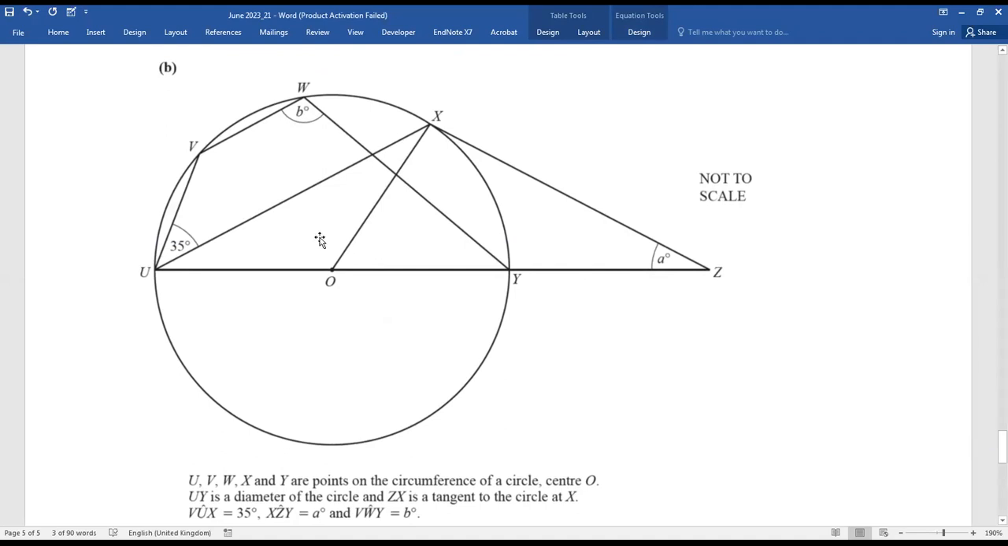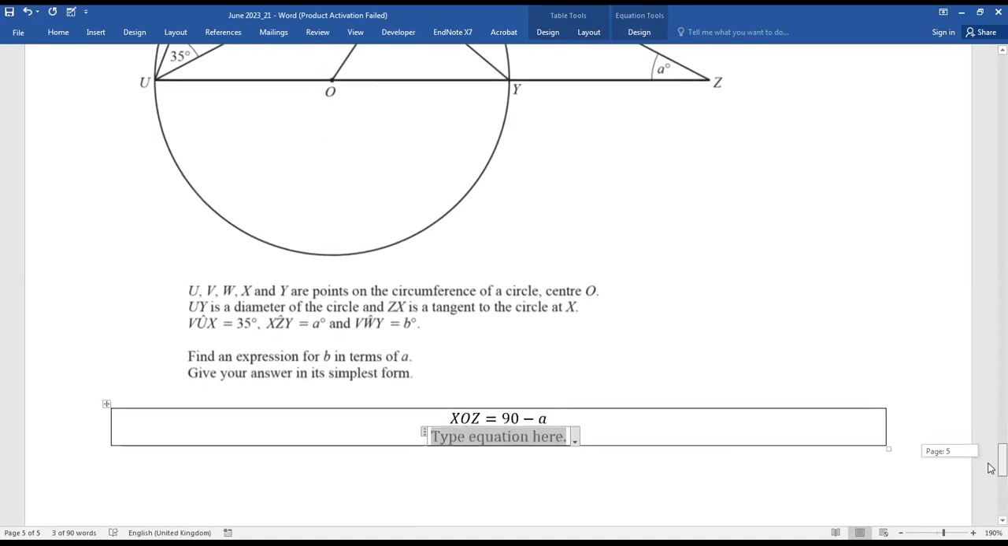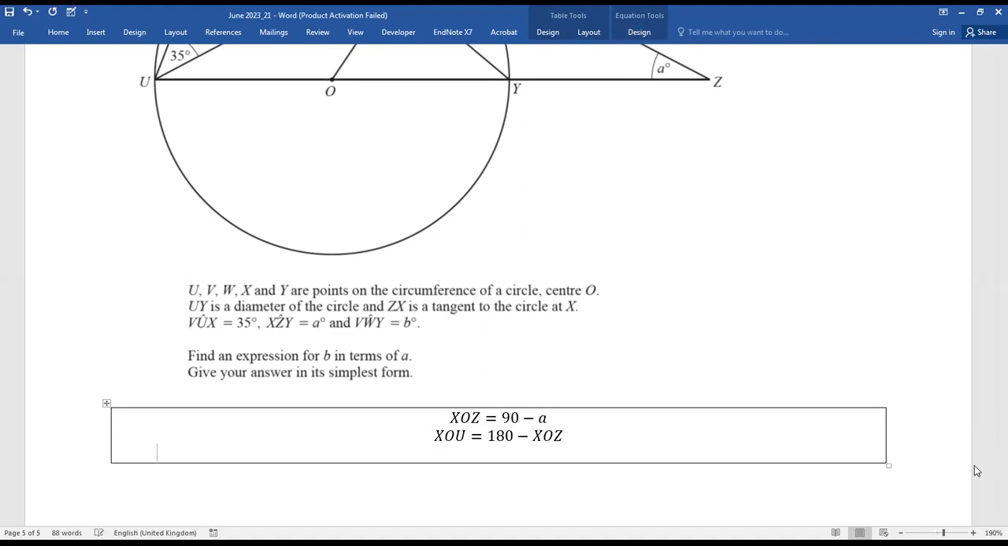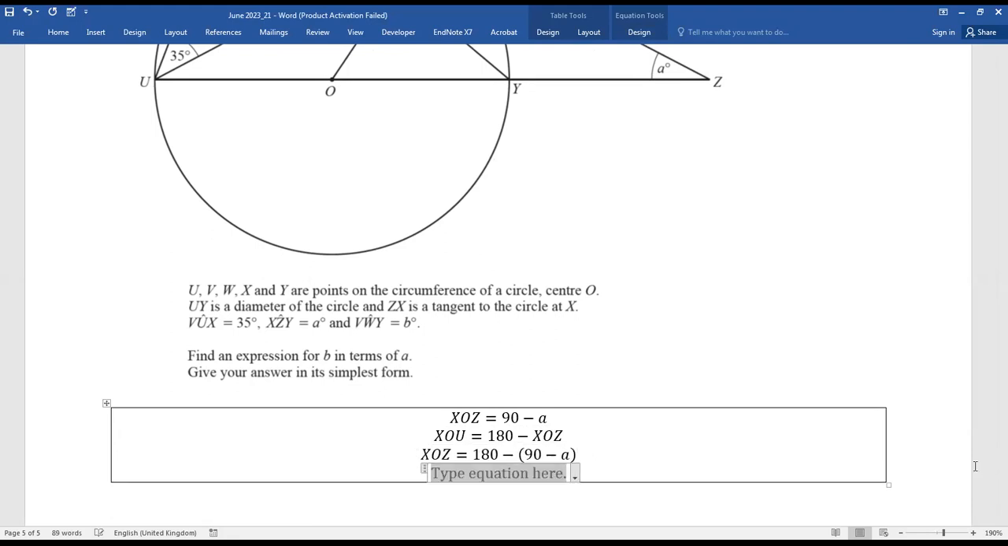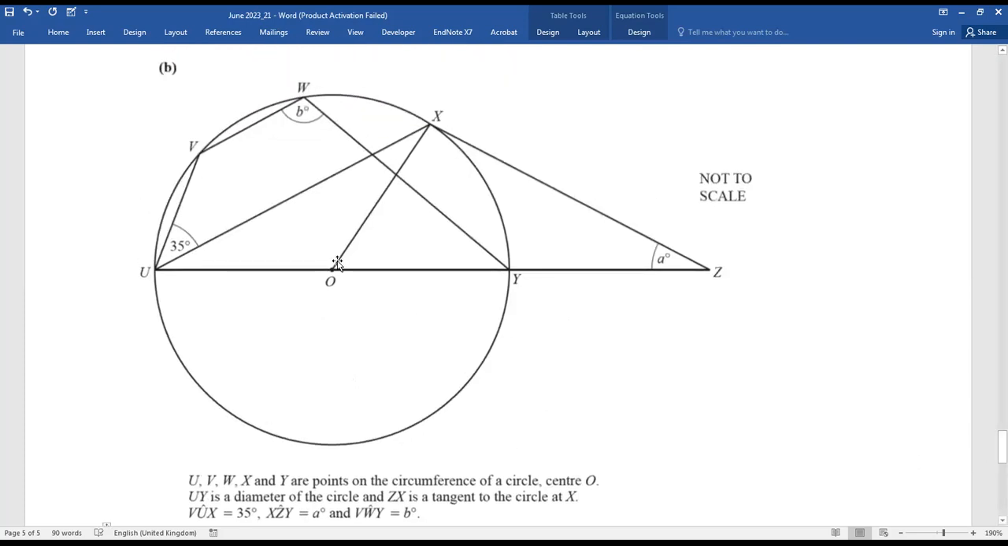Now, what about the angle that is adjacent to this? XOU. XOU will be 180 minus XOZ. I already have the expression for XOZ, so 180 minus (90 minus A) will become equal to 90 plus A. Now I already have XOU, which is 90 plus A.